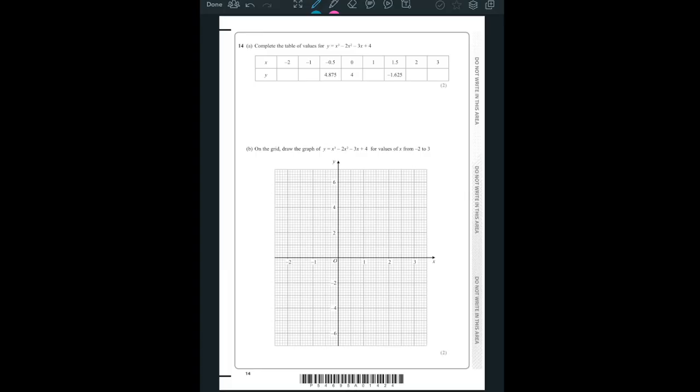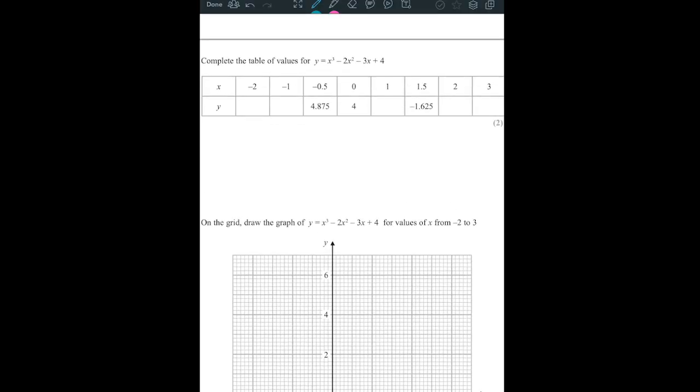Moving on. A plotting question. Quite late in the paper for a plotting, but it is quite an unpleasant cubic. So we need to sub our values in, being exceptionally careful with the negatives. Whenever you sub a negative into pretty much anything, you should, by habit, put brackets round each and every time you sub it in. So negative 2 cubed minus the 2 times negative 2 squared minus 3 times negative 2 plus 4 gives me negative 6.